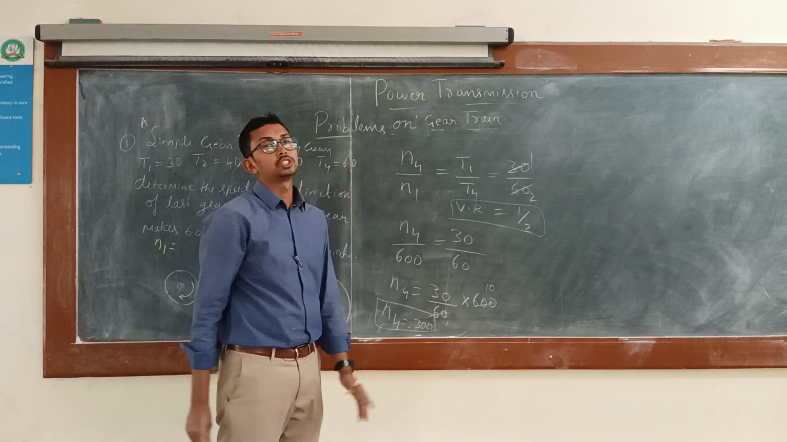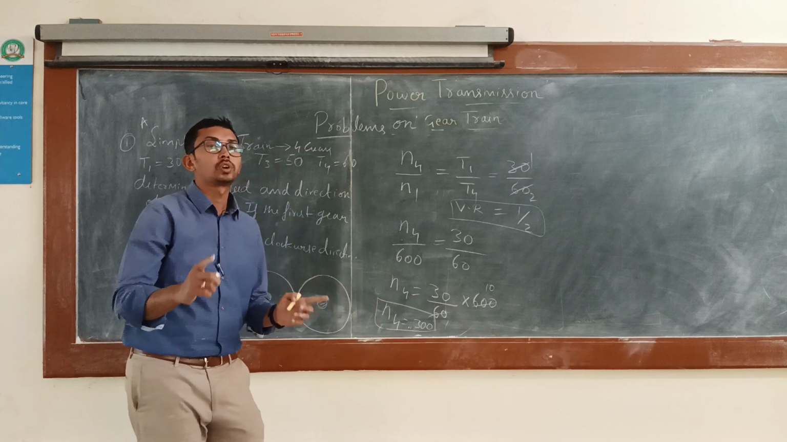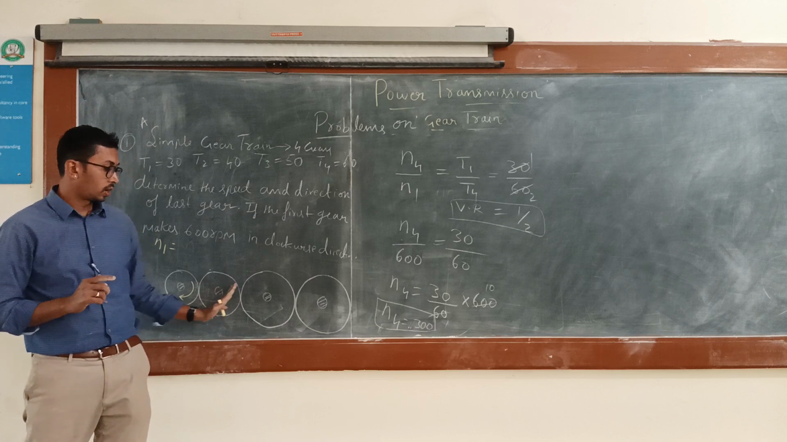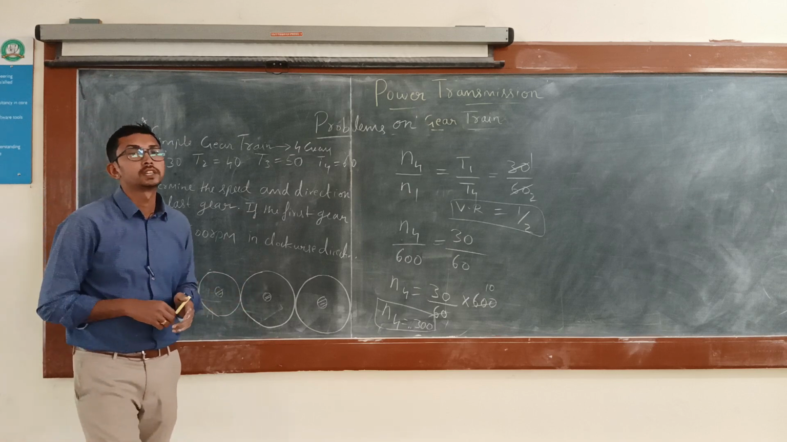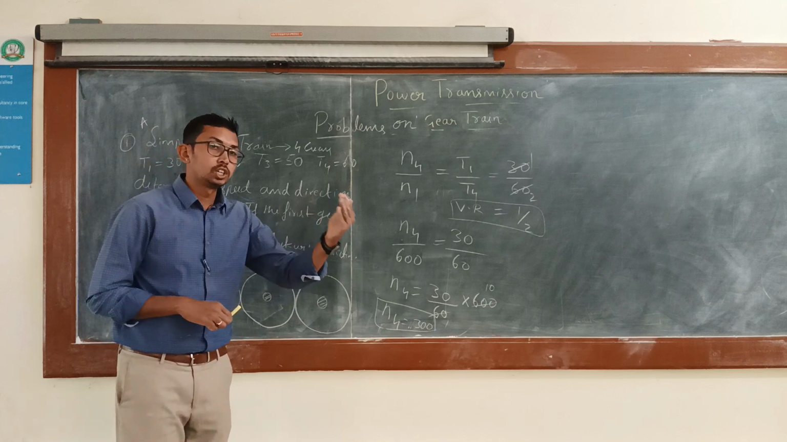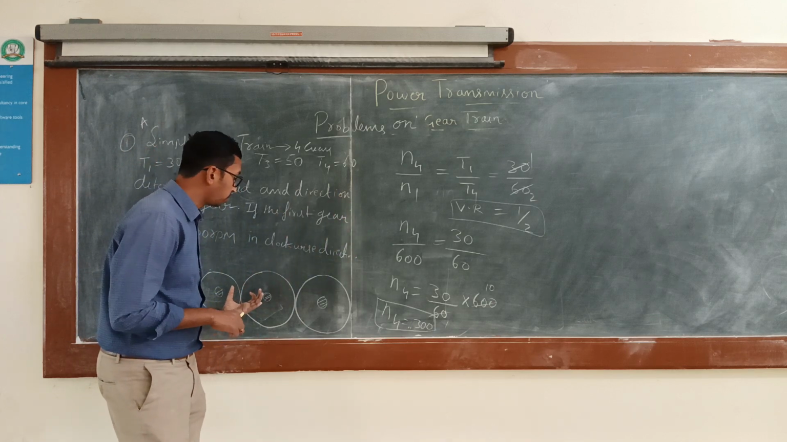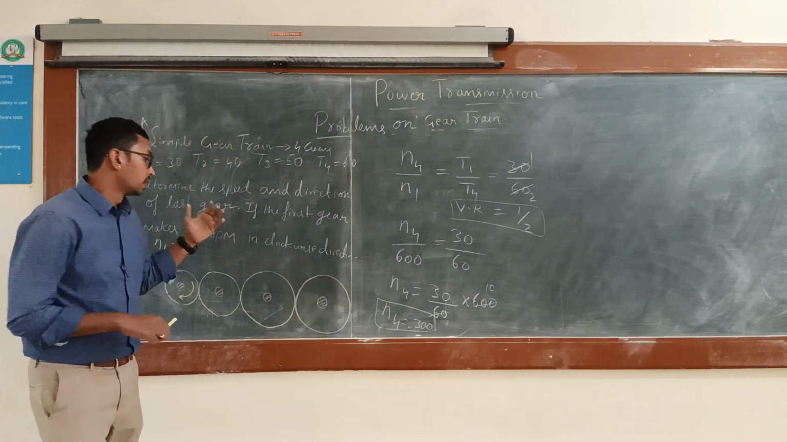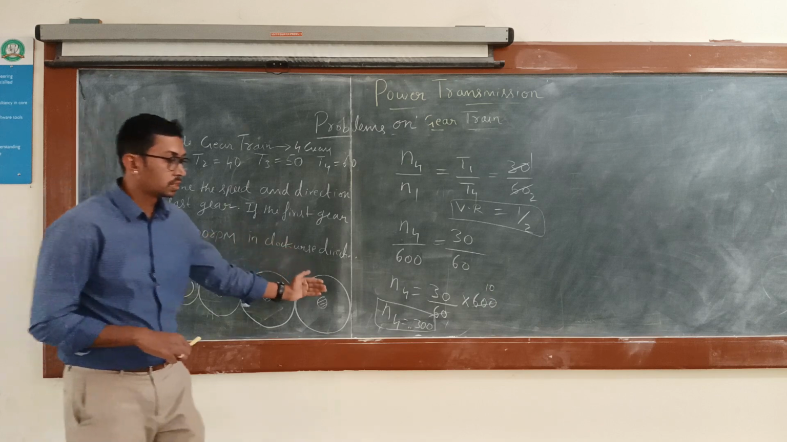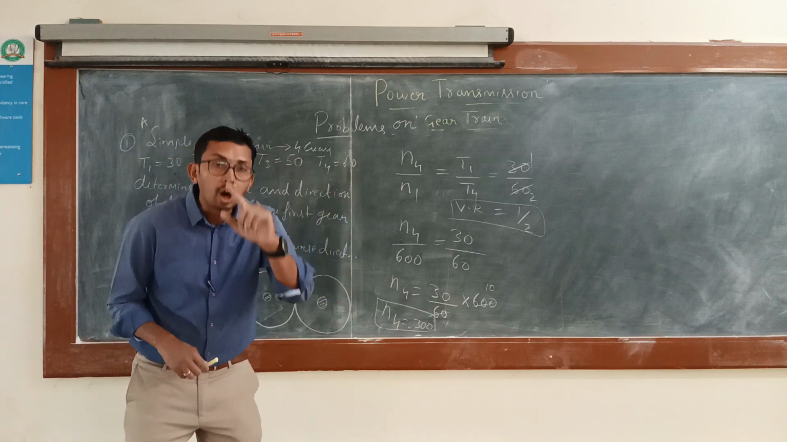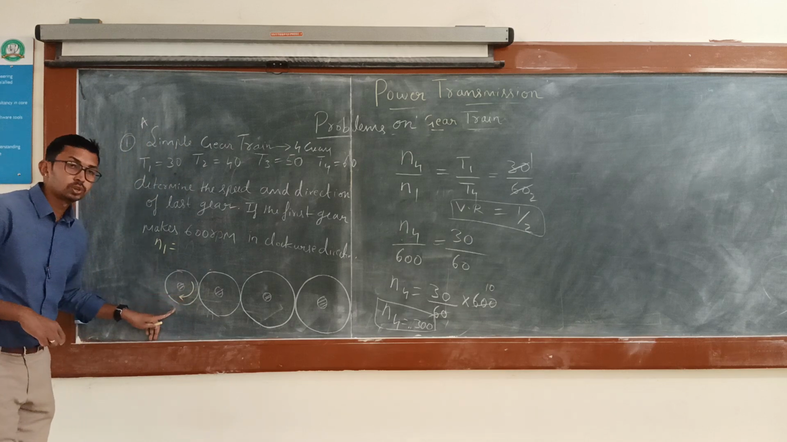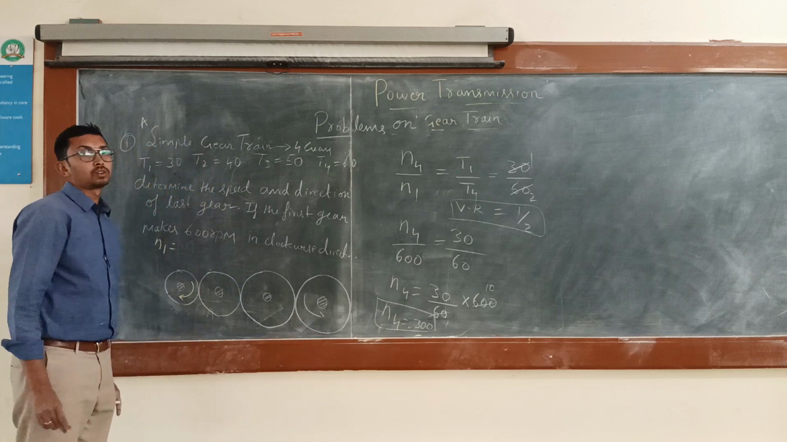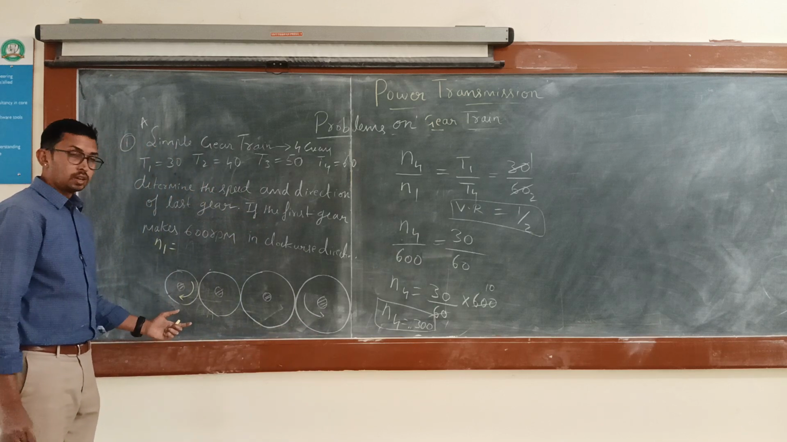And they are also asking you to find the direction of rotation of the last gear. See how many intermediate gears there are? 1 and 2. There are 2 intermediate gears. So as I told in the previous video, if we have an even number of intermediate gears, then the driving gear and the driven gear are going to rotate in the opposite direction. So if this one is rotating in a clockwise direction, the driven gear is going to rotate in an anti-clockwise direction. I hope you can understand.